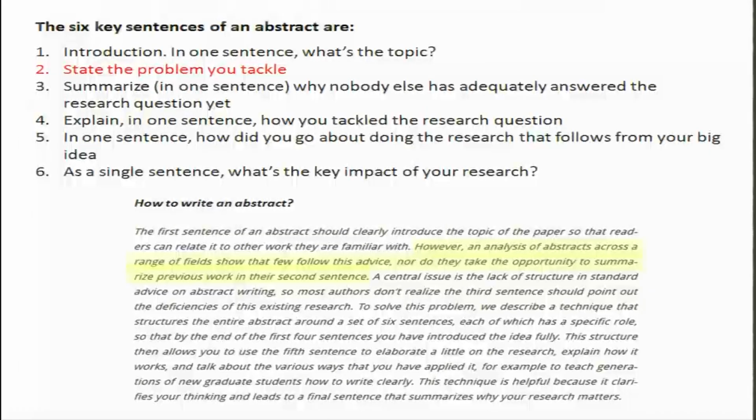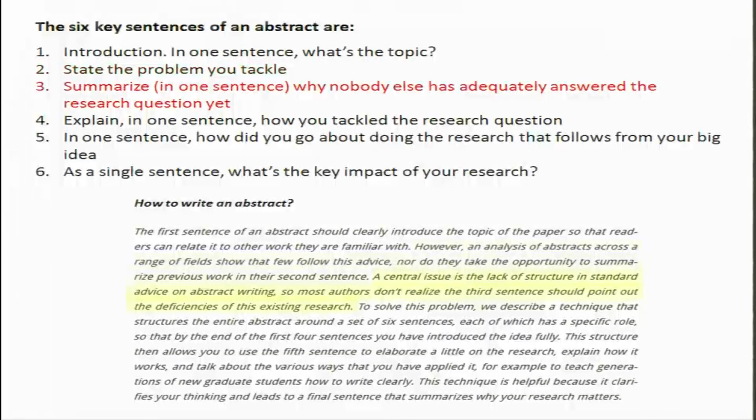So that is what it is. An analysis of abstracts across a range of fields shows that few follow the advice. That is, the abstract is to introduce the topic. That particular advice is missing. Nor do they take the opportunity to summarize previous work. They start from exactly what they have done without saying why they should do that and why they have done it.